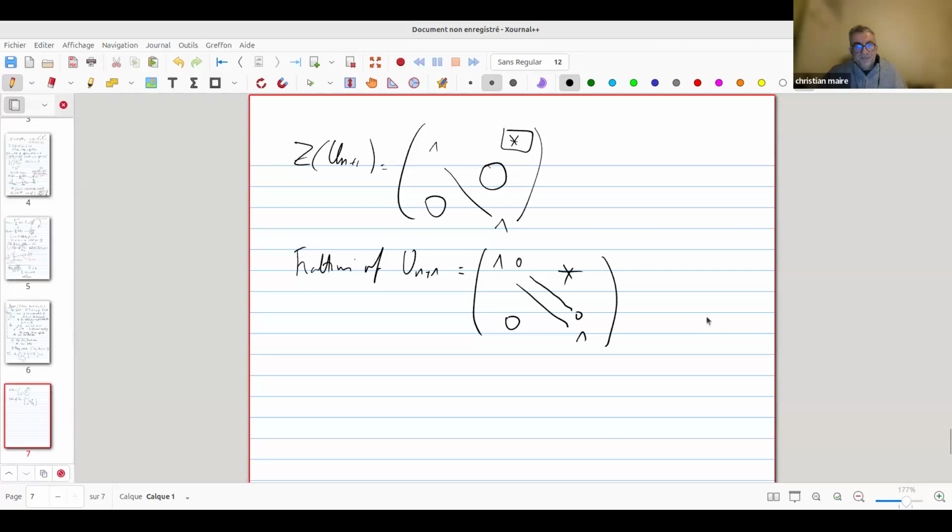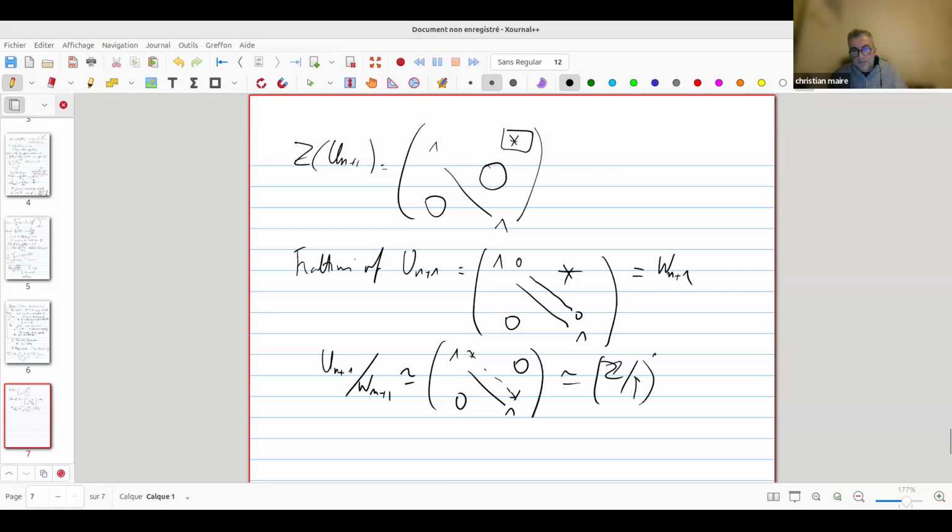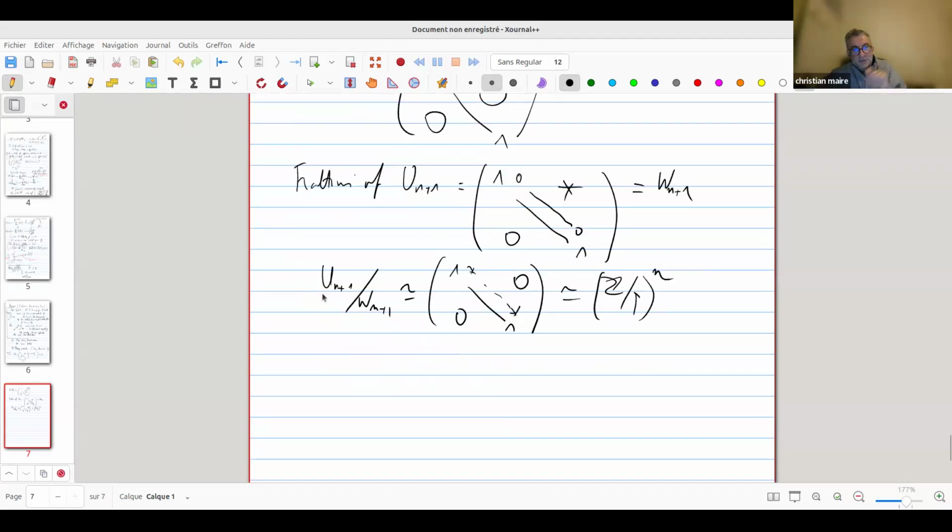Okay, so I denote this Wn+1, and if you look at Un+1 modulo Un+1 bar, it's isomorphic to Z mod p^n. This is why we start with Un+1, because the key fact in the story is this Z mod p^n. So you lose 1 in one dimension.